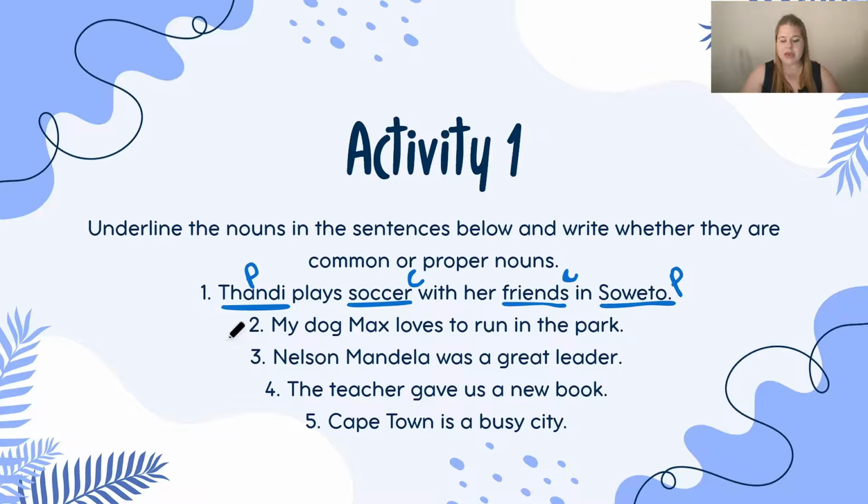My dog Max loves to run in the park. Okay, my dog is a noun. Okay, but have we named him as yet? No, we've just said my dog, so that's a common noun. Now we are naming him, and it says Max, making this a proper noun. He loves to run in the park. Park is a place. Have we named the name of the park? No, so it remains a common noun.